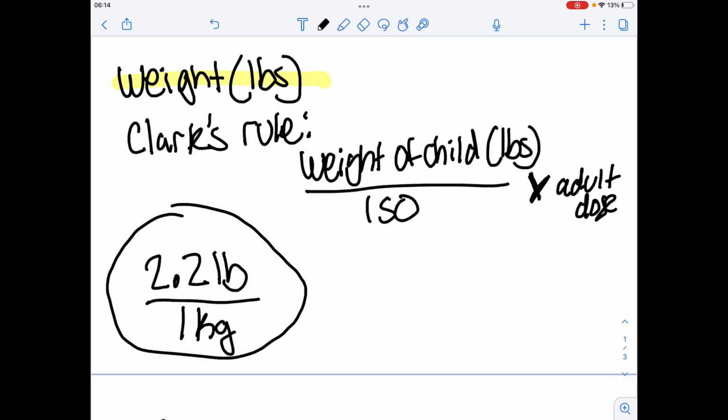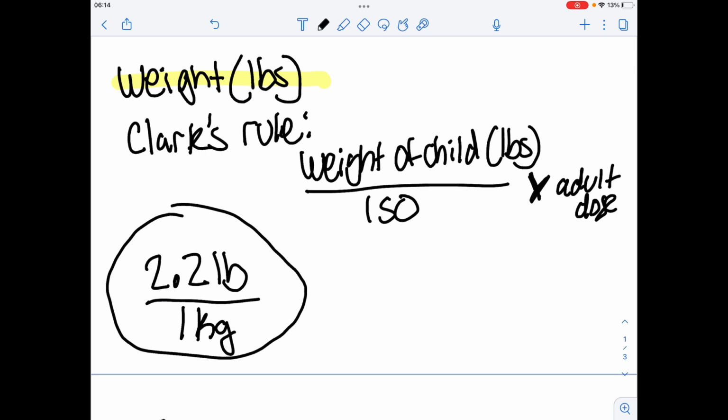Now, to find the child dosing based on weight, which is normally what's done, it's the most accurate way to find child dosing, you would use Clark's rule. For this, you take the weight of the child in pounds, divide that by 150, and then multiply it by the adult dose.